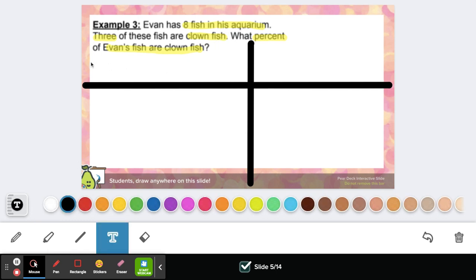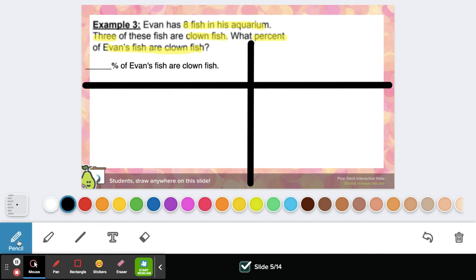Okay, so first we need to type our question as an answer. Okay, so blank percent of Evan's fish are clownfish.